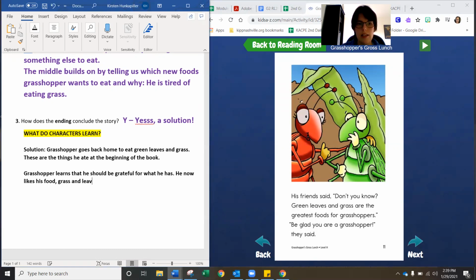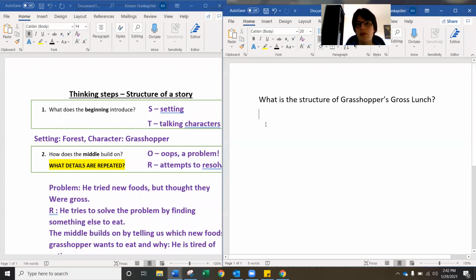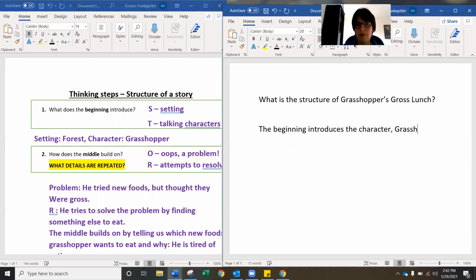grass, and leaves. So what is the structure of Grasshopper's Gross Lunch? Well, I'm going to write 3 sentences, one about the beginning, one about the middle, and one about the end. So what does the beginning introduce? Let me look here. I will write the beginning introduces the character Grasshopper and the setting, the forest.